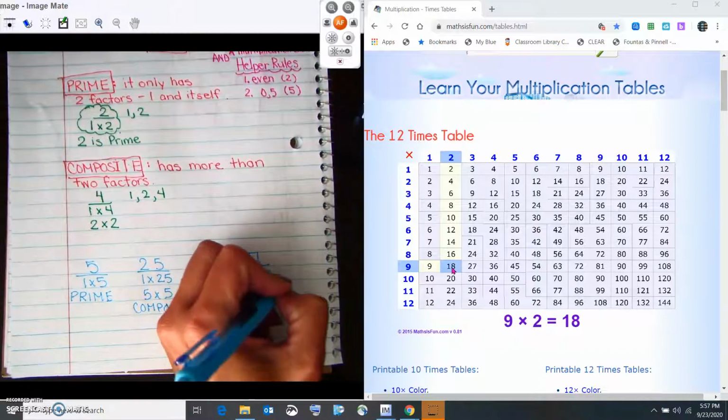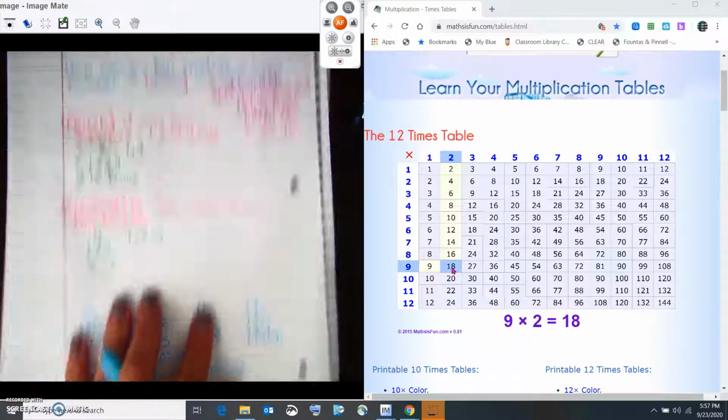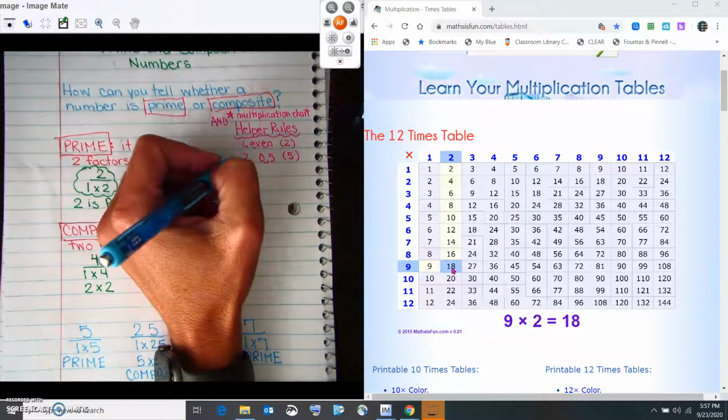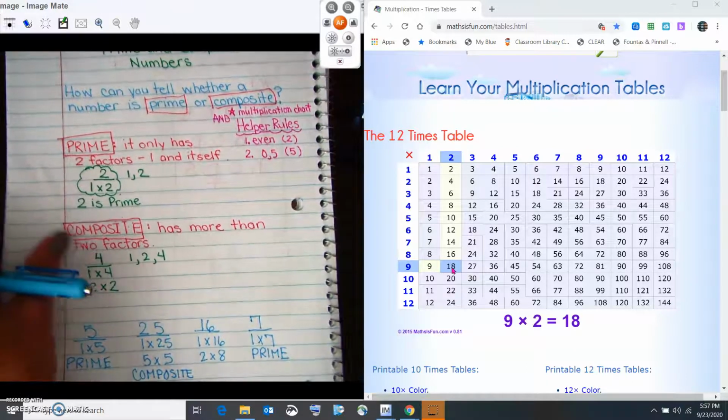So today what we're going to be practicing is identifying if numbers are prime or composite. We're going to be using our multiplication chart to help, and we're going to be using these two rules right here to help us, especially when we get to our bigger numbers.